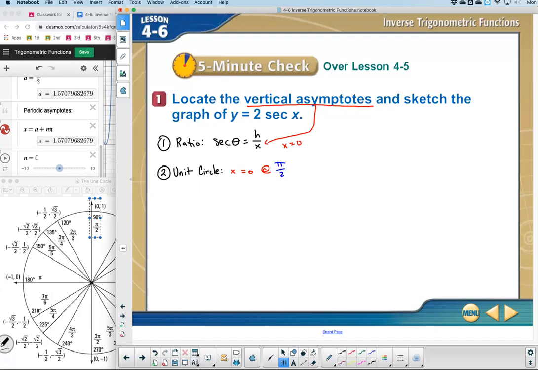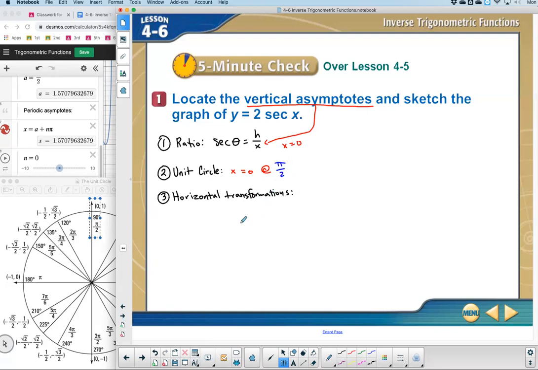So what does that mean? Well, we just determined that if there are no horizontal transformations, that's where the first asymptote is going to occur.